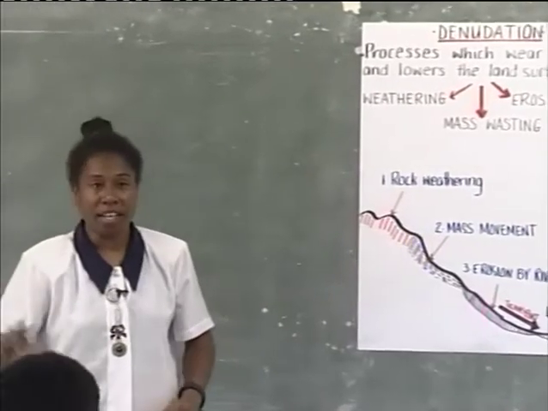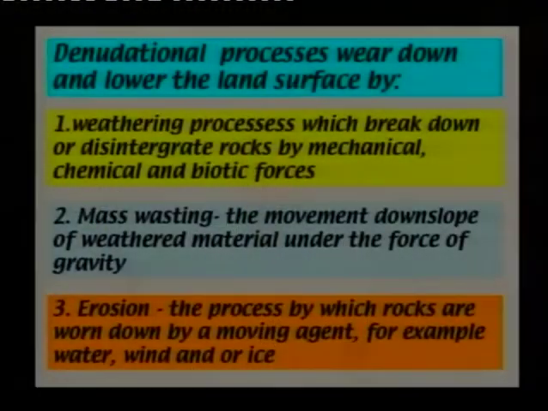From our notes, there are 3 processes which come under denudation: weathering, mass wasting, and erosion. But it does not include deposition. So tell us why you think it does not include deposition. No? Okay, Noel's got his hand up, so if you can pass the mic down.